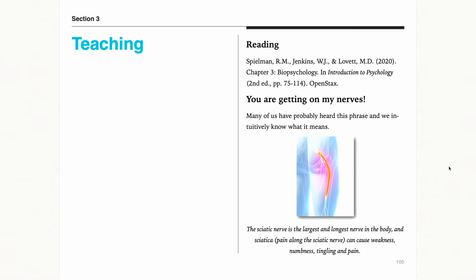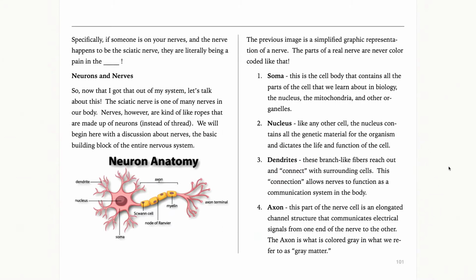As we go in, we talk about nerves. We have this neuron anatomy right here. And we'll see that the nerve is made up. This is sort of a generic picture of a nerve. We have the cell body. We have the nucleus, just like all nerves. Then we have dendrites connected to the cell body.